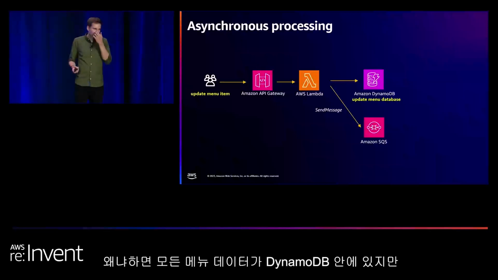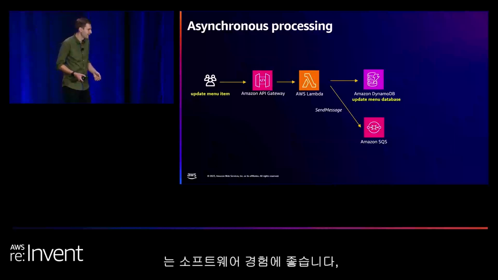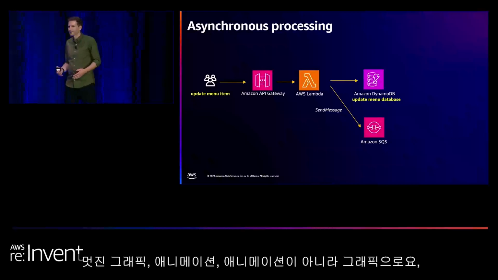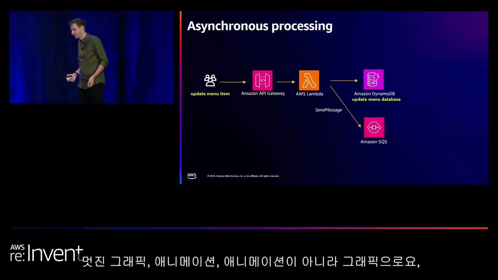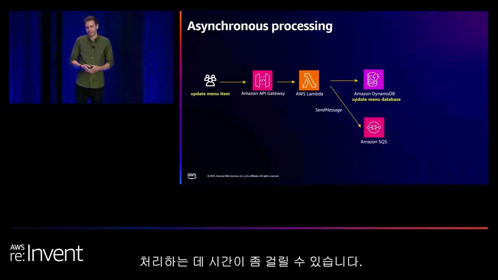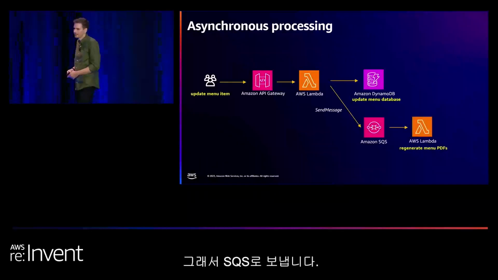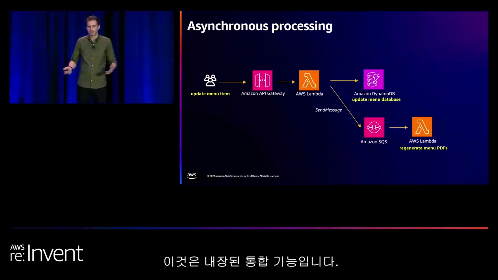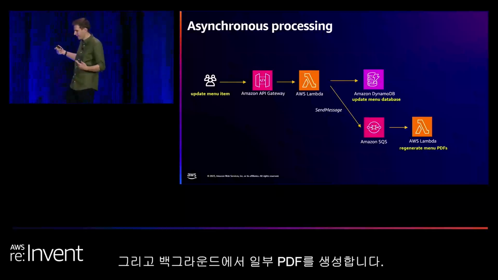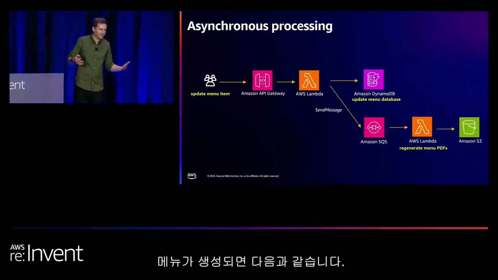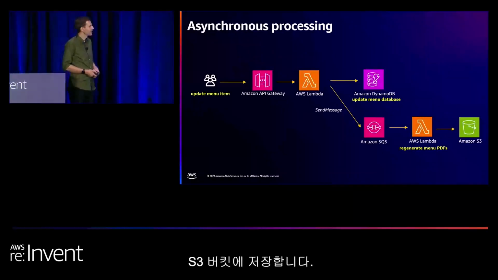Now, why would we do this? Because although having all the menu data inside DynamoDB is great for the software experience, for humans coming into the restaurants, they want to see something nice and visual with nice graphics, not animations, but graphics, pictures, nice fonts, and this might take some time to process. So we send it to SQS, and we have a Lambda function which polls the queue for messages. This is a built-in integration, and it will generate some PDFs in the background. This might take 1 or 2 minutes to do. Once it's generated the menus, it will store them in an S3 bucket.